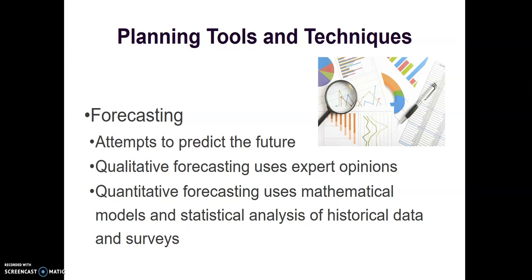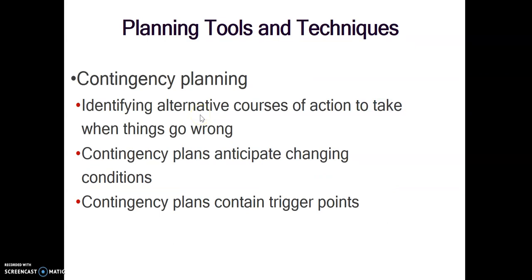Our next topic that we want to discuss is contingency planning. So here we're identifying different courses of action to take when things go wrong. As you may recall me mentioning in class, if you are involved in the aviation industry, then there are contingency plans for multiple things that could go wrong, so to speak, on a flight.